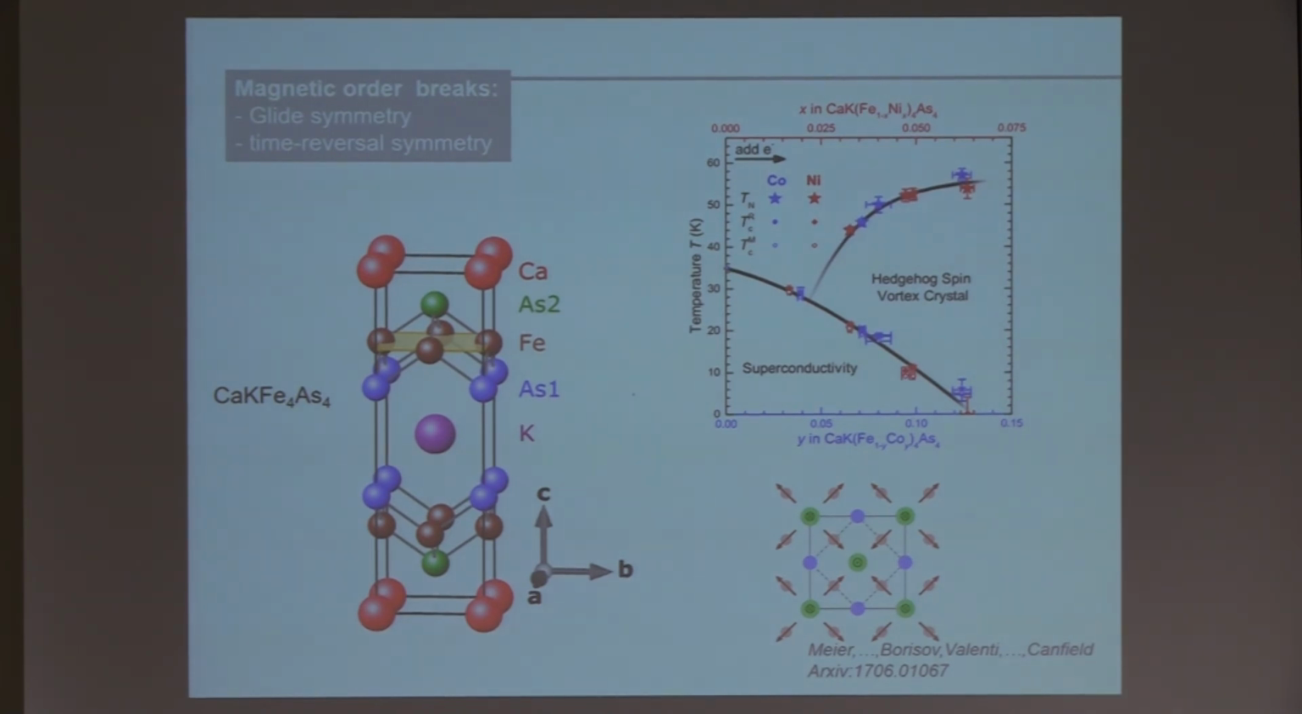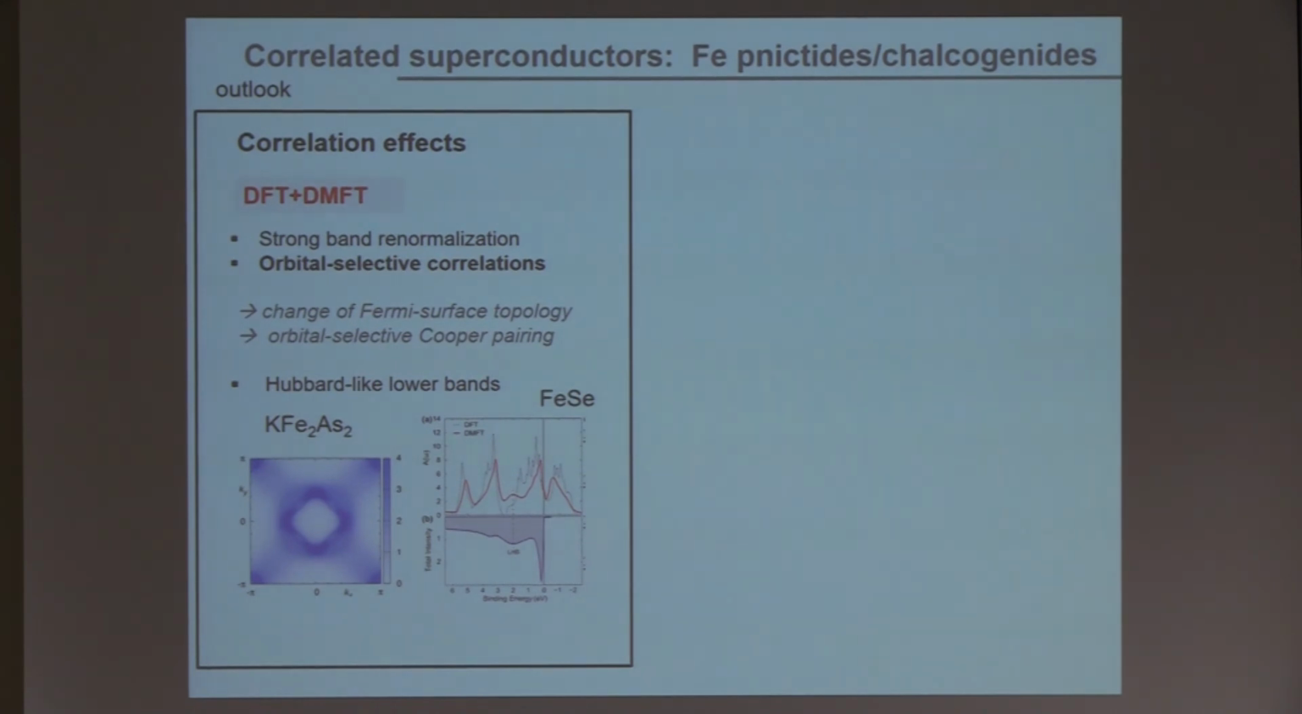And we have done the calculations, and in fact this is the order that stabilizes for the conditions of this material. So we now also have in the iron-based superconductors this kind of non-collinear order that resembles skyrmion type of order. And the question is, what are the consequences for superconductivity? This is ongoing work. And since my time is over, I go now to my conclusions.